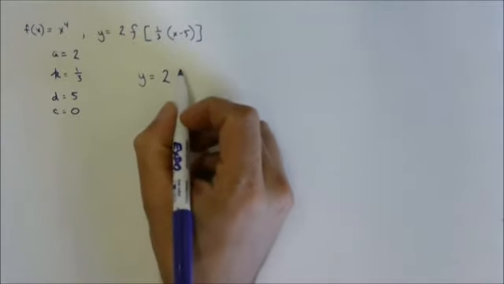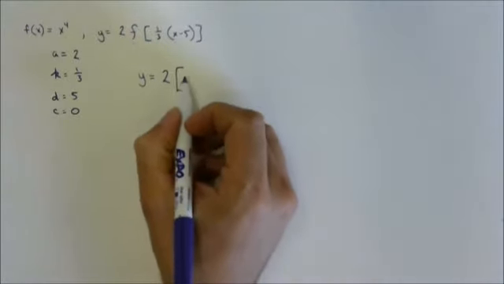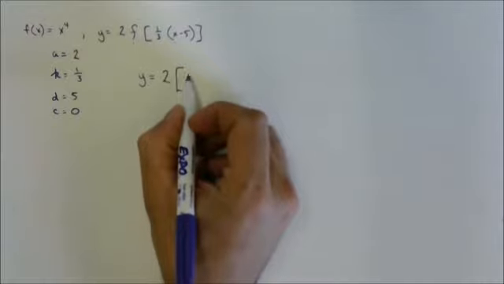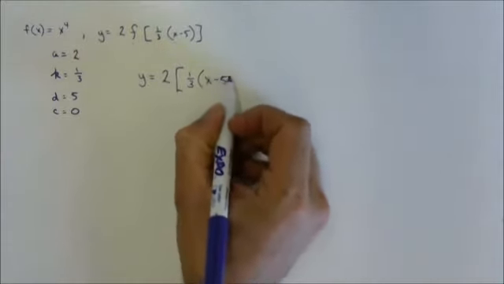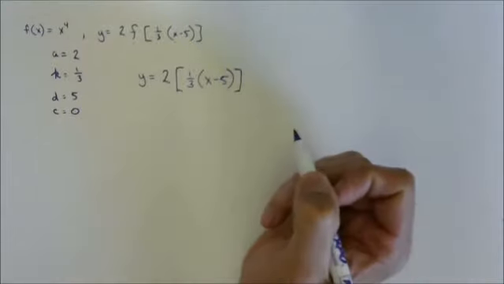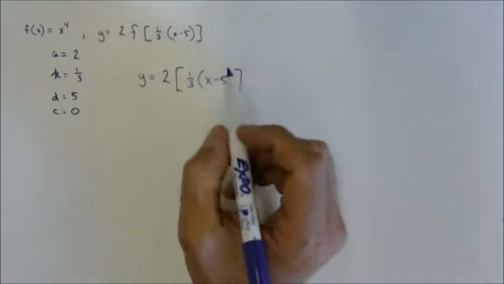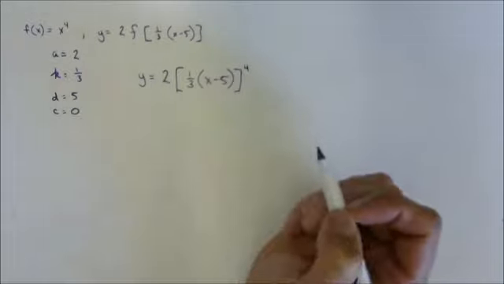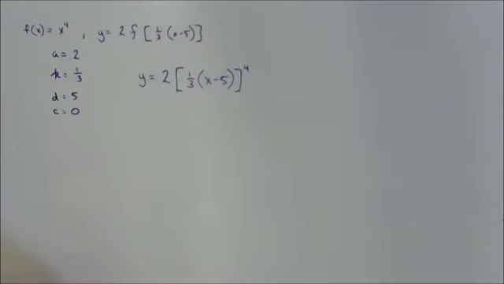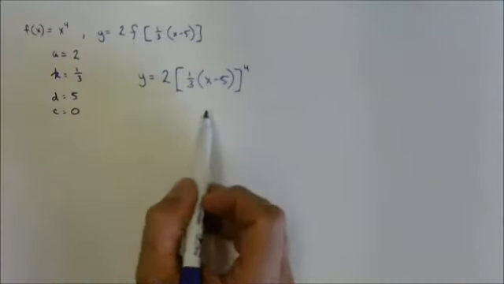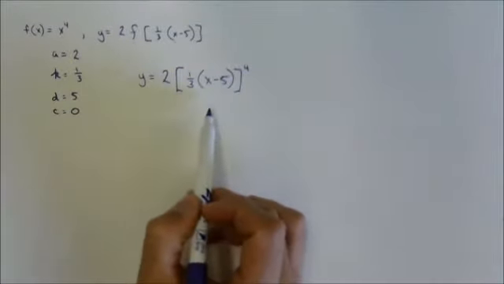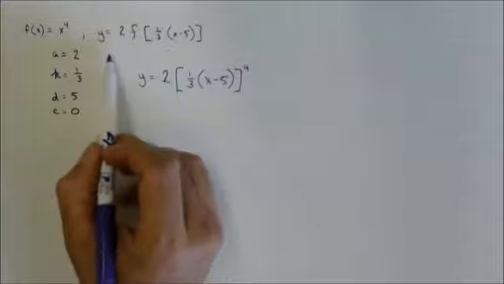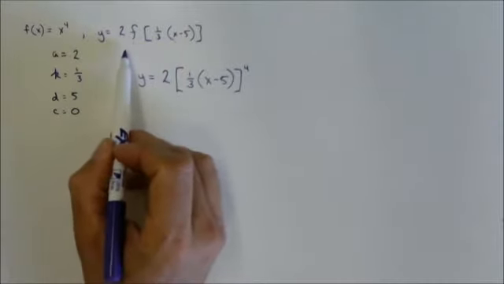2 square bracket, k is 1/3, round bracket, x minus 5, close out those brackets, to the power of 4. Not difficult, just have to distinguish. This is now an equation of our function, okay? This is a description of the transformations being made to the function.